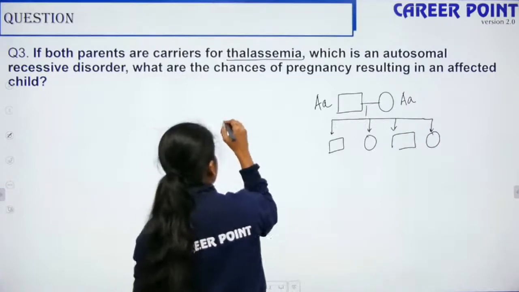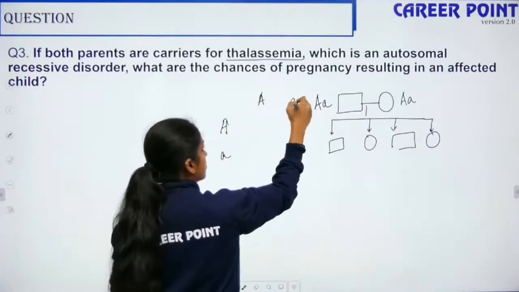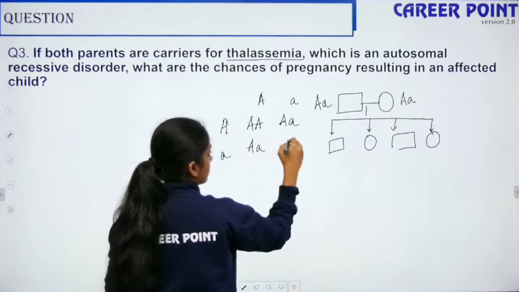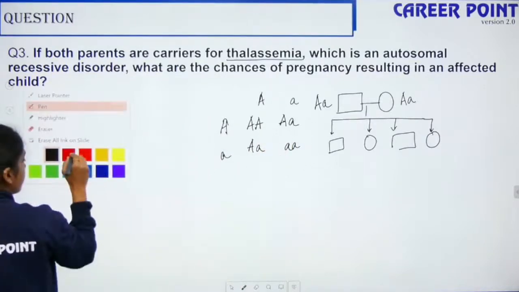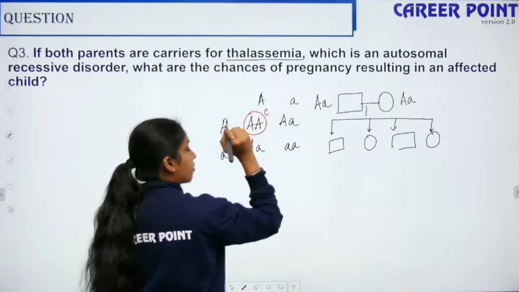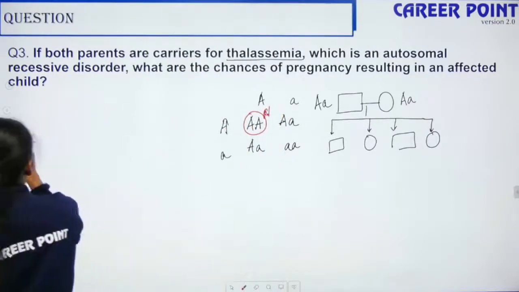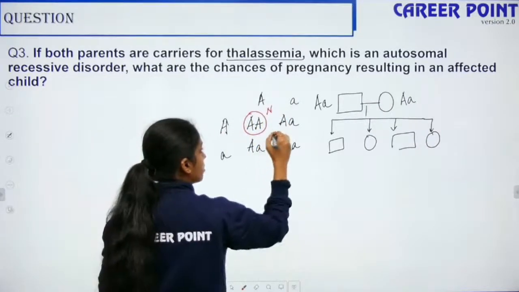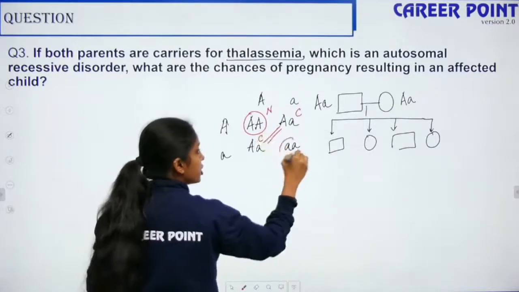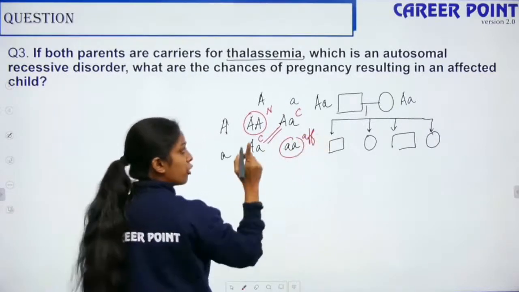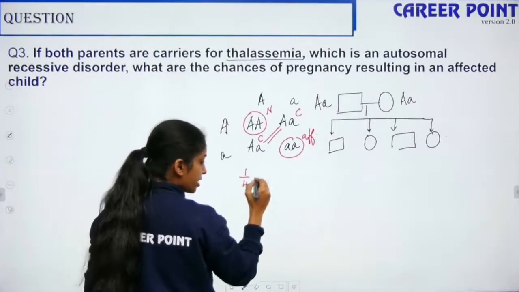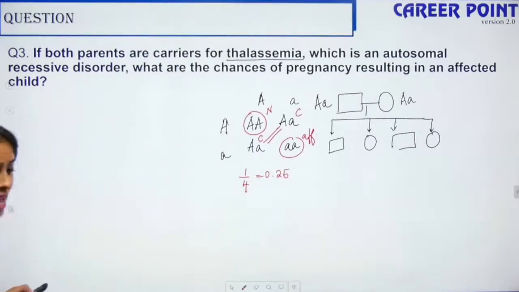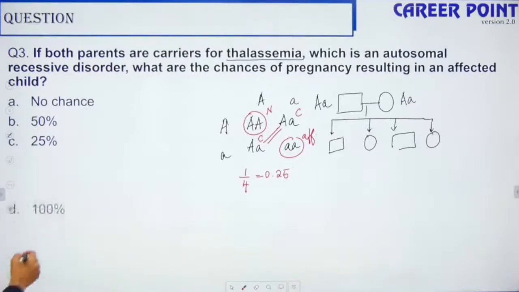So this is the gamete. Now tell me what is the answer. This fellow is completely normal. These two are carriers and this one is affected. So out of 4 kids, 1/4 is affected. That is 0.25. So you understood how to solve this? Yes. So now the answer is 25%.